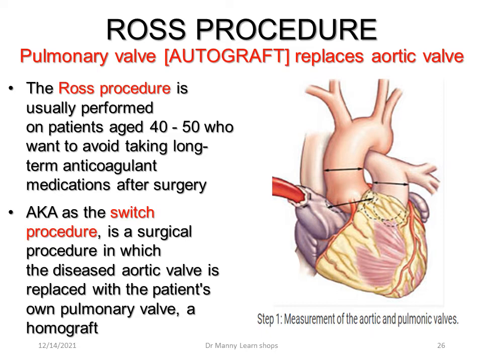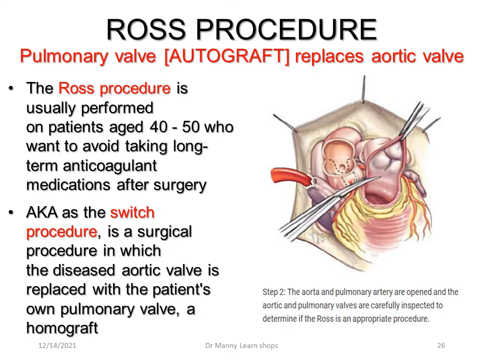But it's an effective procedure, as you'll see. So step 1, typically the surgeon will measure the aortic and pulmonary valves. Step 2, the aorta and pulmonary artery are opened, and the aorta and pulmonary valves are carefully inspected to determine if the Ross procedure is an appropriate procedure.